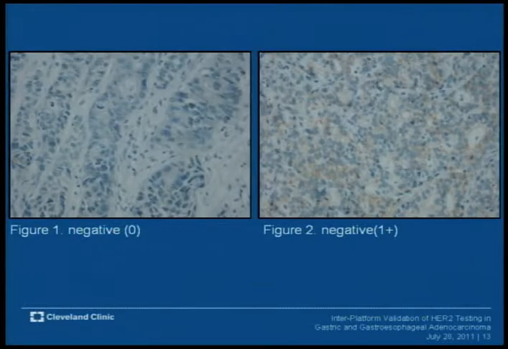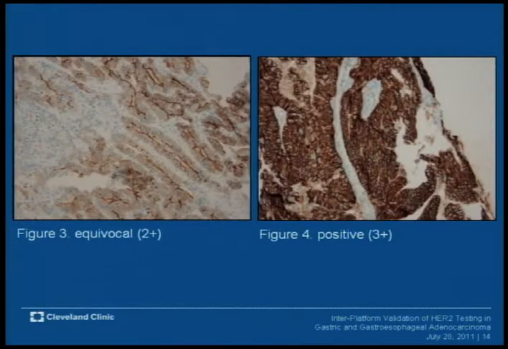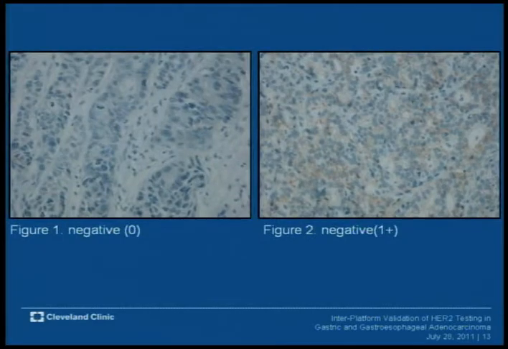Here are some pictures that we took during our study representing the different cases. In figure 1, this is considered negative because there really is no staining, and it's very, very weak, if any. In figure 2, the stain had not much reactivity, but there is a little staining. You can still see it, so it's considered 1+, not just 0, because it shows faint and partial membranous reactivity.